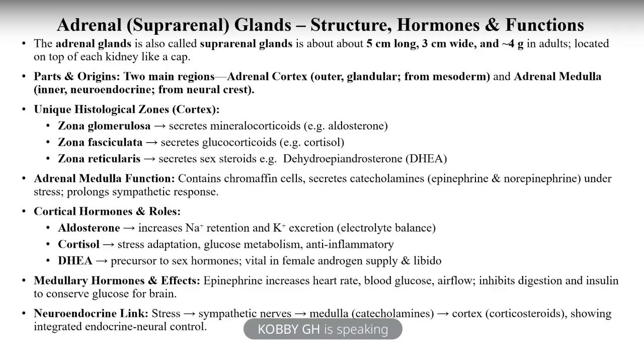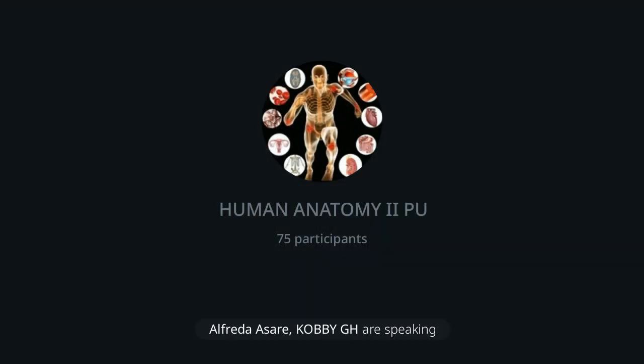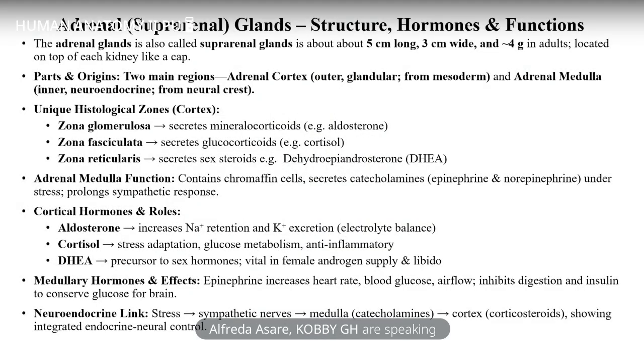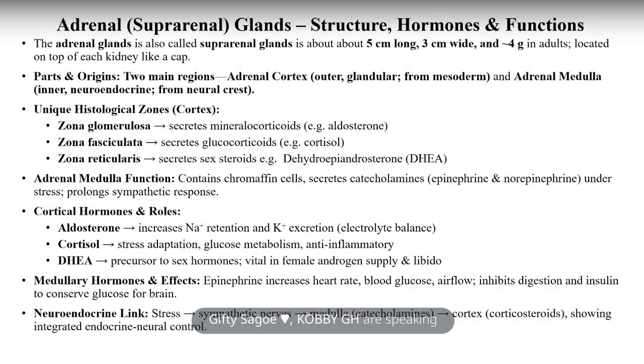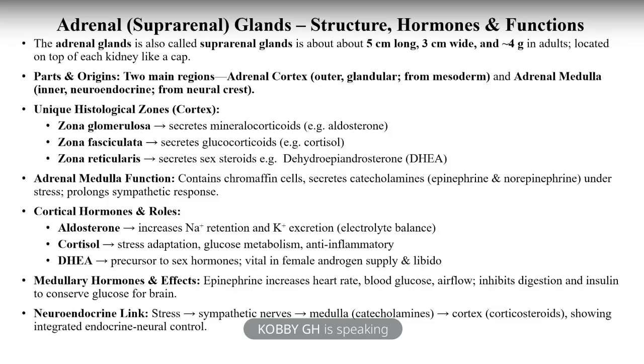So when we say mineralocorticoids, they are aldosterone. It's not something new. When you hear someone say mineralocorticoid, they are talking about aldosterone. So the zona glomerulosa produces the mineralocorticoids or aldosterone. The zona fasciculata is what produces the glucocorticoids or the cortisol.